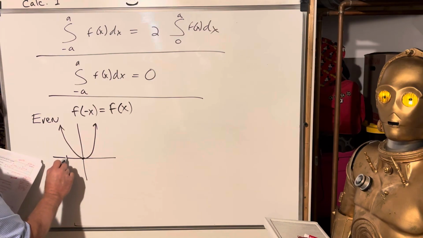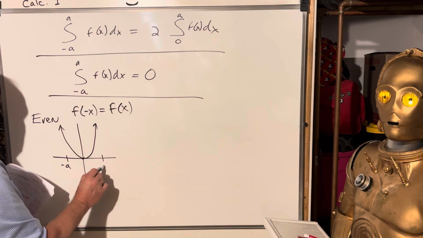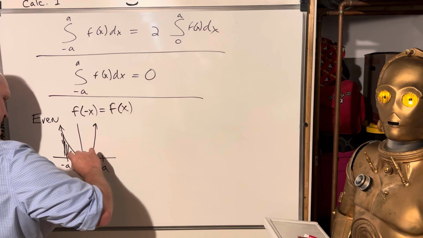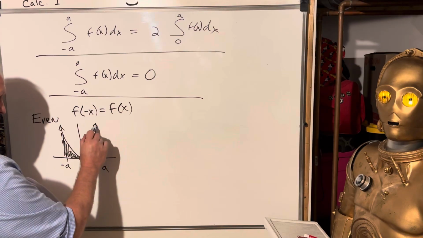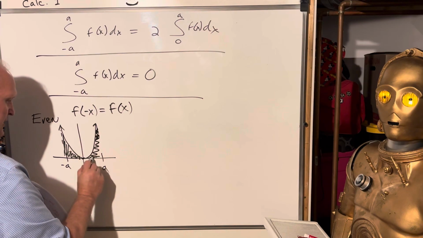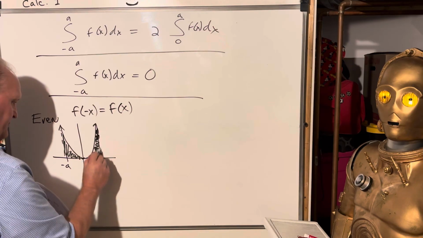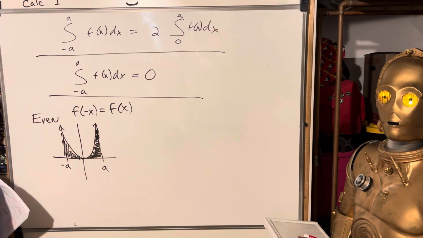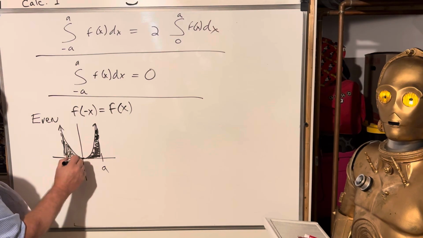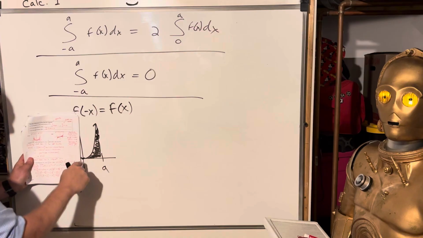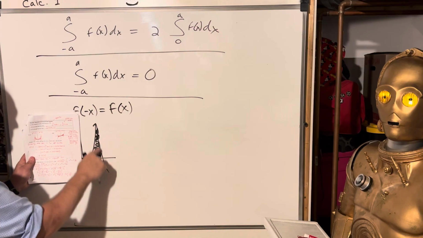So if I'm going from negative a to positive a, this area is going to be identical to this area. And in order to be an even function, it's an exact reflection over the y-axis. So this is always going to be true. That's why you could just say, oh, I could just look from 0 to a and then just double it.